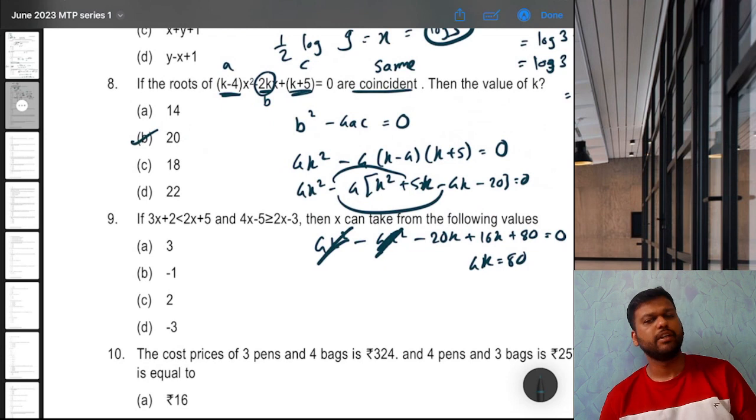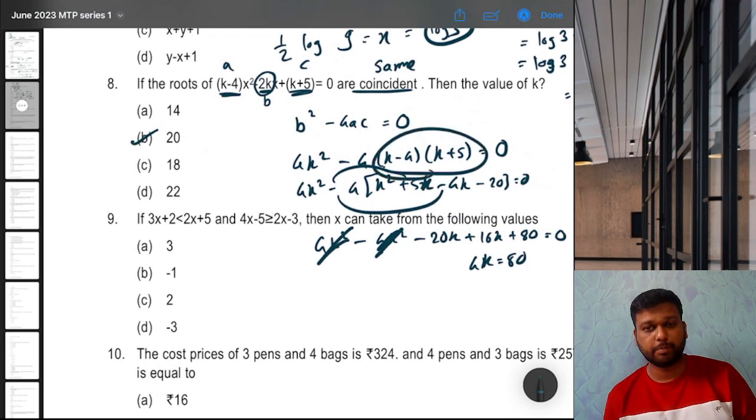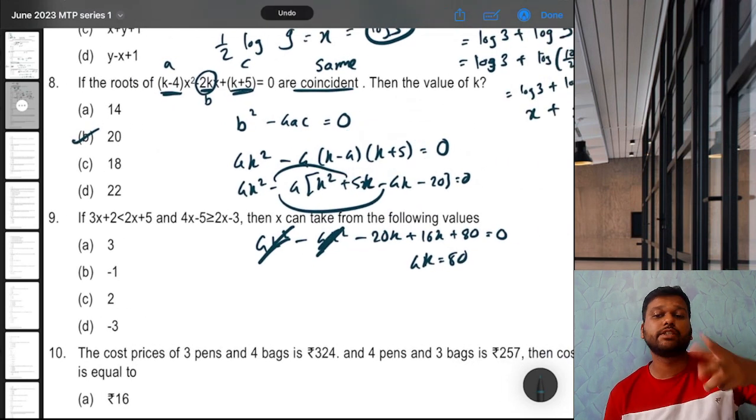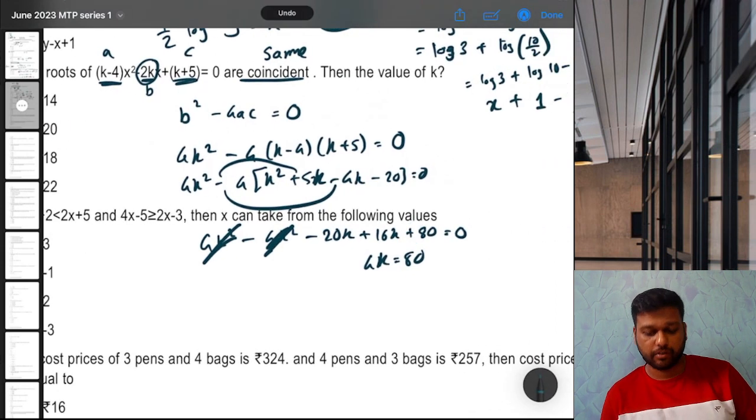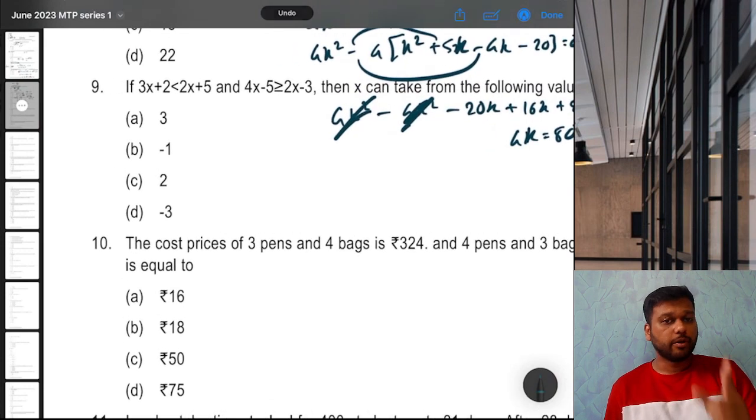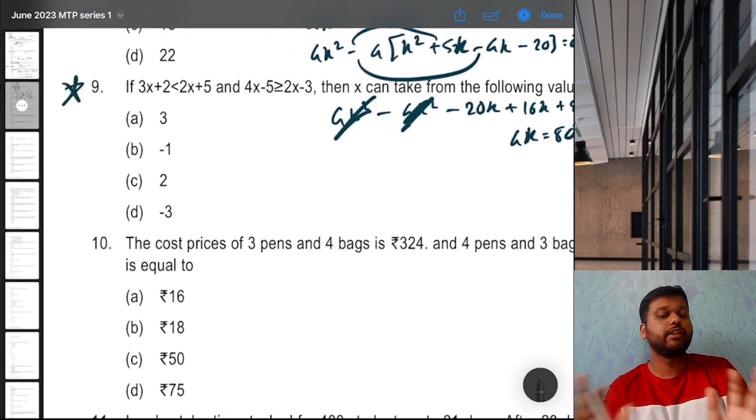Option B. Okay? You have to be fast with solving the brackets, especially because there's a chance to make mistakes here. Like I was writing negative 80, right? That was wrong. Next, this is a good question, different question, something that is not in the module.